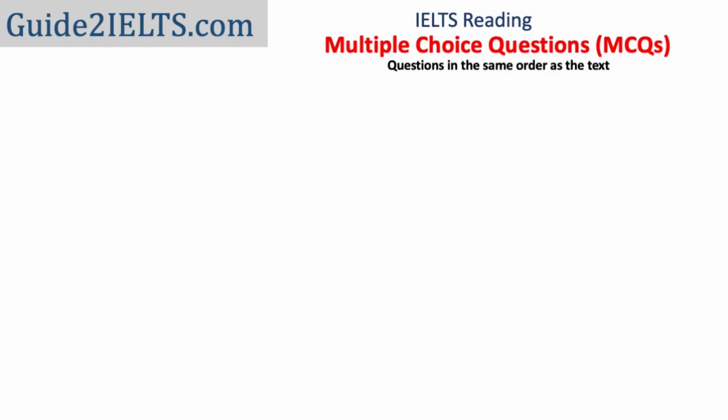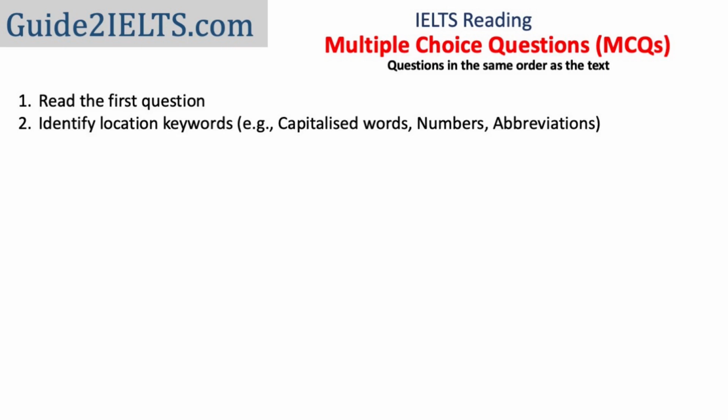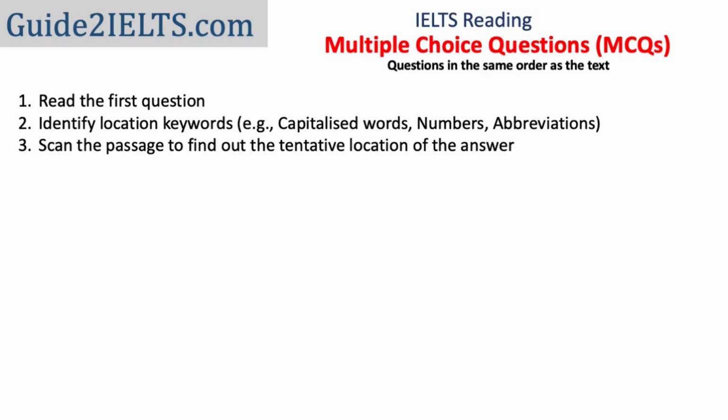Let's now talk about some tips about how to solve this question type. The questions are in the same order as the information in the text. For all such question types, we read one question at a time, look for its answer, and then move on to the next one. So we read one question, identify the location keywords in that question, go to the passage, scan the passage for tentative location of the answer. Sometimes certain words from the options may also help you locate where the answer is.